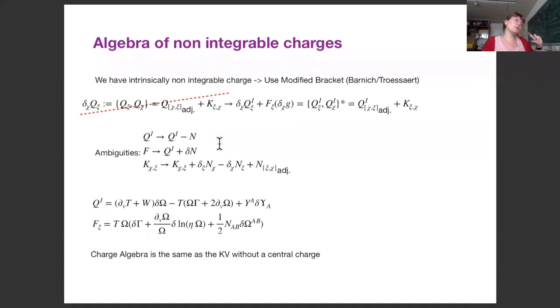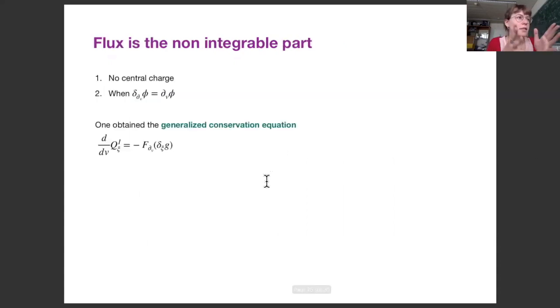And doing so, because you separate between integrable and non-integrable, you have some ambiguities, because you always have the freedom to add the delta of n to your delta Q and separate between what you call integrable and what you call non-integrable. And if you have this ambiguity, you can see that these brackets will be invariant up to the modification of the central charge. And in our case, if you choose the separation between Q integrable and F in such a way, you find that the algebra of the charges will be the same as the one of the Killing vectors, so the one I have shown you, without a central charge. So it means that you can pick the ambiguity to really display that the central charge in this case is 0.